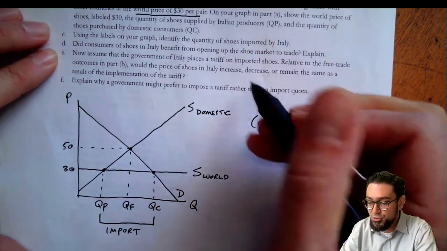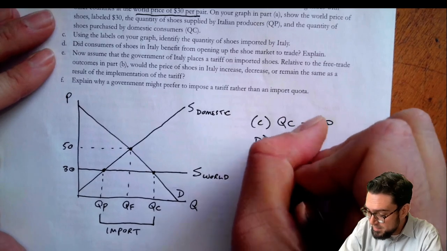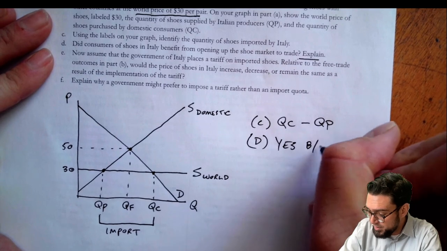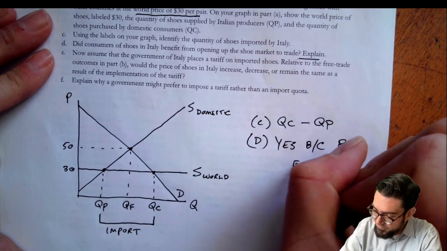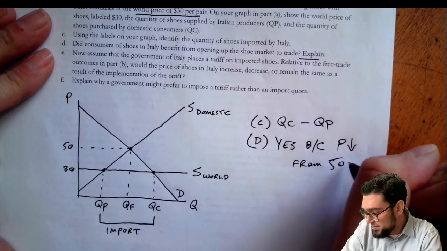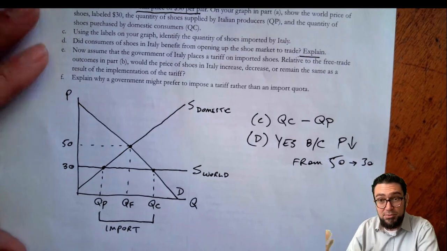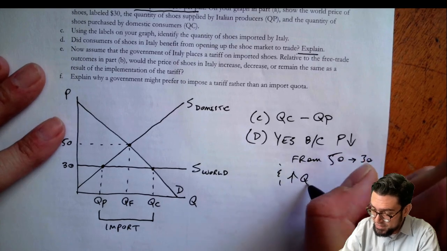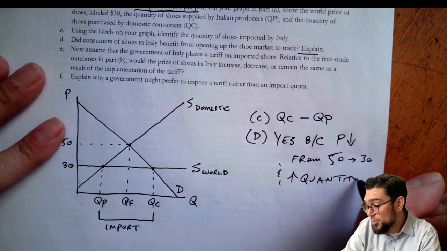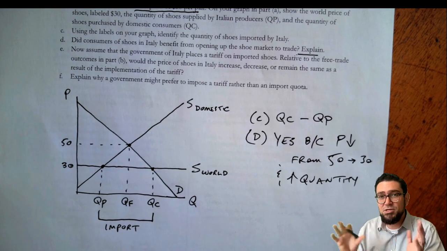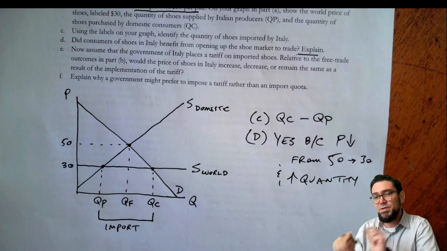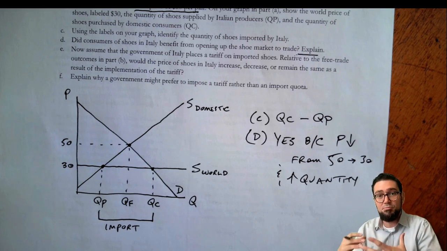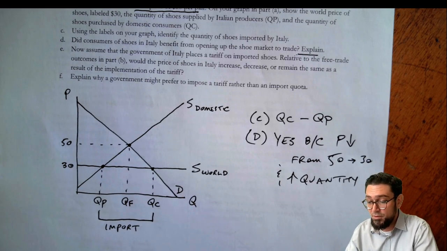D, did consumers of shoes in Italy benefit? Yes, they did. And the reason why, because it is asking for an explanation here, yes, because the price decreased from 50 to 30, right? And we had more consumption. Another way to say that, you could also say, and increased the quantity, is that the consumer surplus increased. We haven't talked about consumer surplus in this class yet, but that's really what they're going for, is saying that the total benefits of trade got bigger for the consumers.